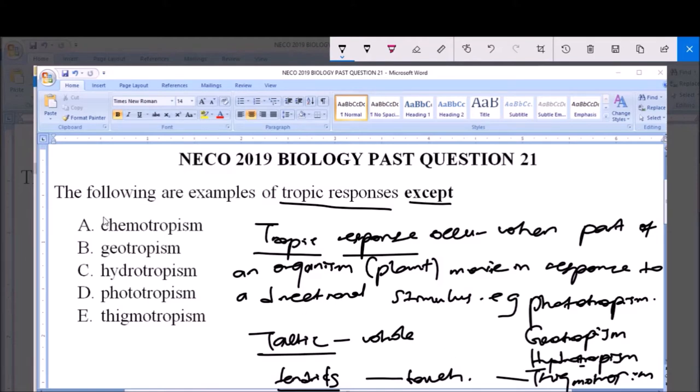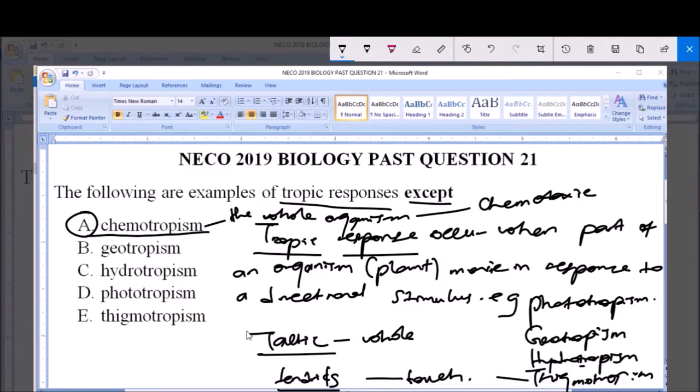Now option A here says chemotropism. Parts of plants do not respond to chemicals. In terms of chemical response, the whole organism responds to the chemical, and we call that chemotaxis. Chemotaxis is a tactic response, because whenever there is a chemical response, the whole organism responds to this chemical, and that is chemotaxis. So there is nothing like chemotropism, and therefore chemotropism is the answer to this question, because it is not a tropic response. Geotropism, hydrotropism, phototropism, and thigmotropism are all tropic responses except chemotropism. So this is the answer to this question.